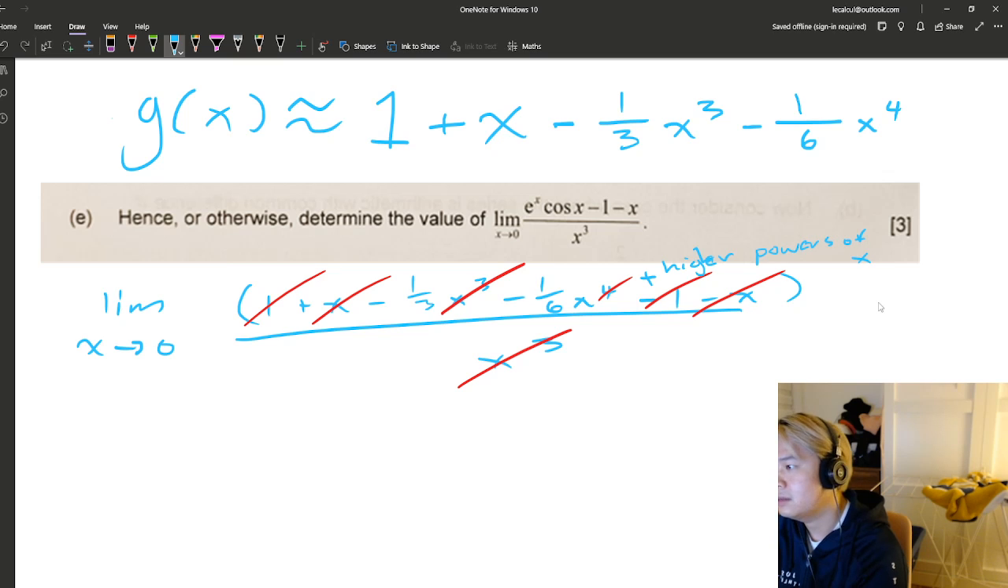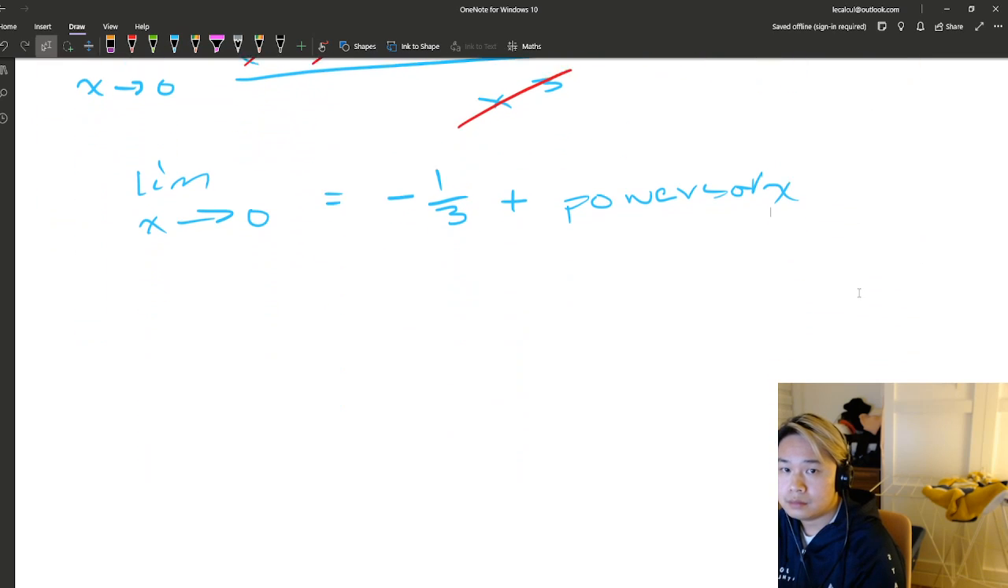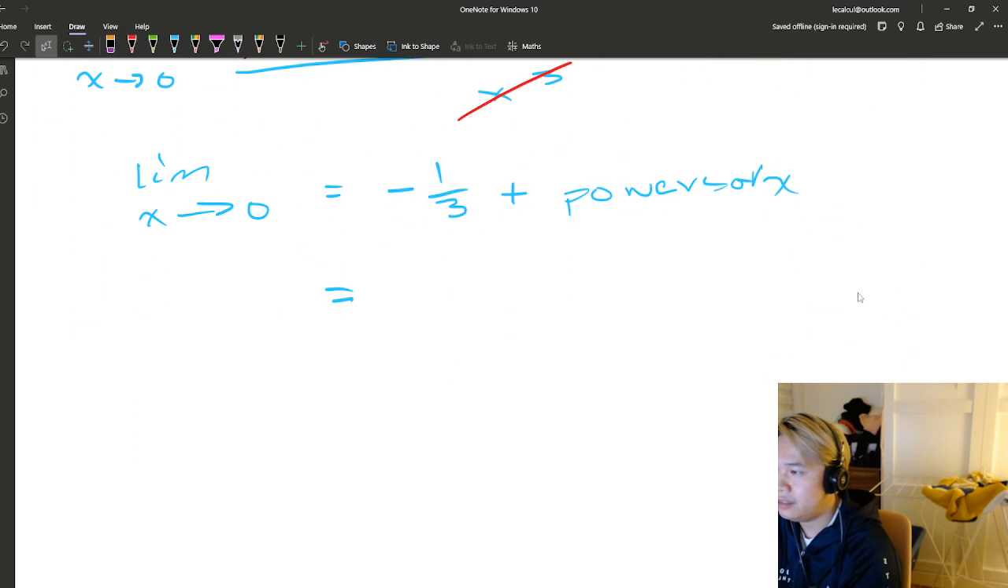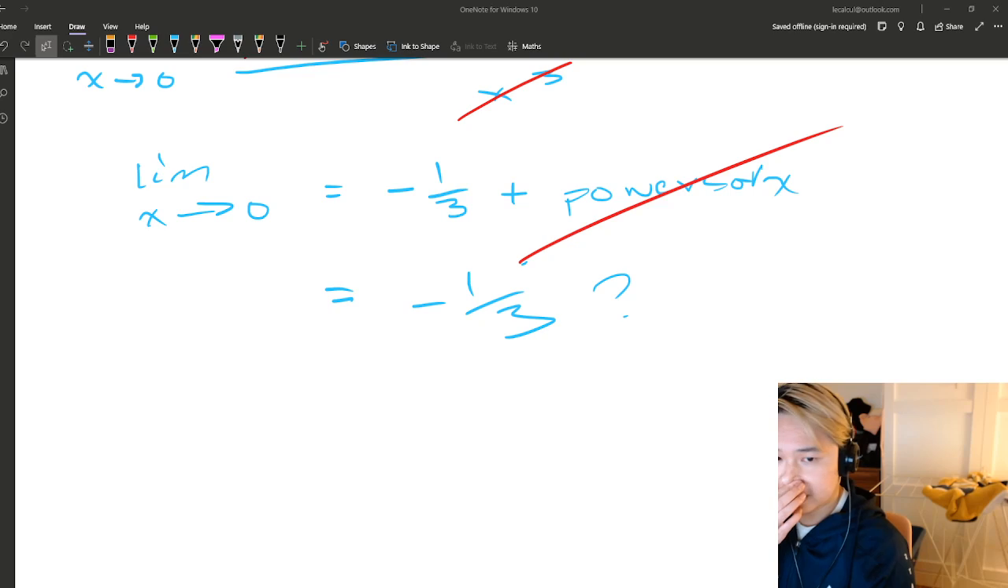of x. Okay, so then all of this is going to simplify into negative 1/3 plus powers of x, basically. So when I evaluate the limit, anything that has a power of x is going to become 0. So my limit is negative 1/3. Okay, and I think we're done.